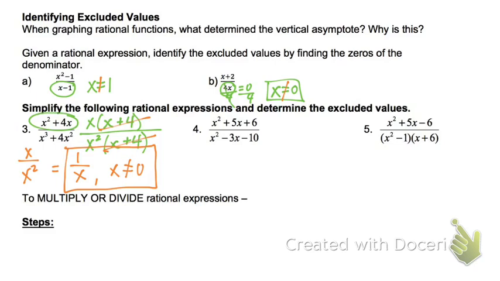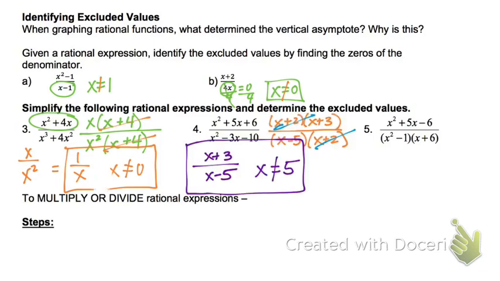Okay, I want you to try number 4. Factor the top, factor the bottom, and then cancel those factors. So you factor the top, x plus 2, x plus 3. Factor the bottom, x minus 5, x plus 2. The x plus 2's cancel, and you just write whatever you're left over with. So I have x plus 3 on the top, x minus 5 on the bottom. And then set the denominator equal to 0: x cannot equal 5.